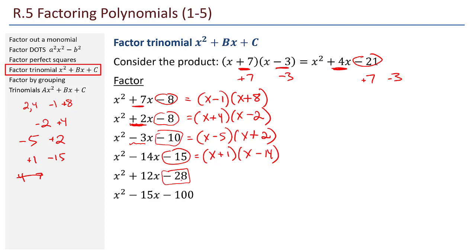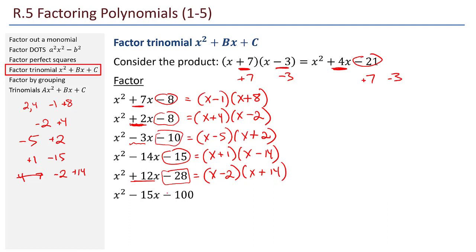I need something else. How about 2 and 14? Will 2 and 14 work? Ah, yes! If I take a positive 14 and a minus 2, so I add 14, I subtract 2, that'll give me the positive 12. So my factorization is x minus 2, x plus 14.